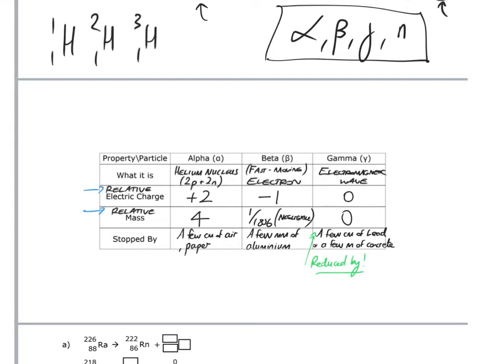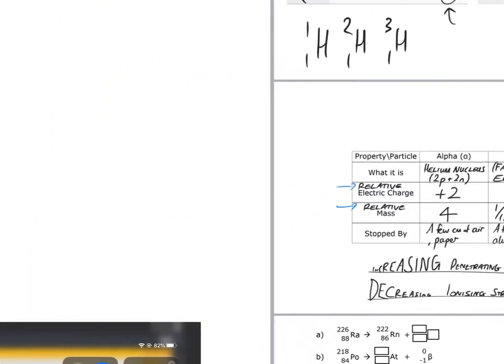You'll notice that penetrating power increases from alpha to gamma, and you'll hopefully remember that from alpha to gamma, ionizing strength decreases. So alpha is the most ionizing and gamma is the least ionizing. These two properties are related.